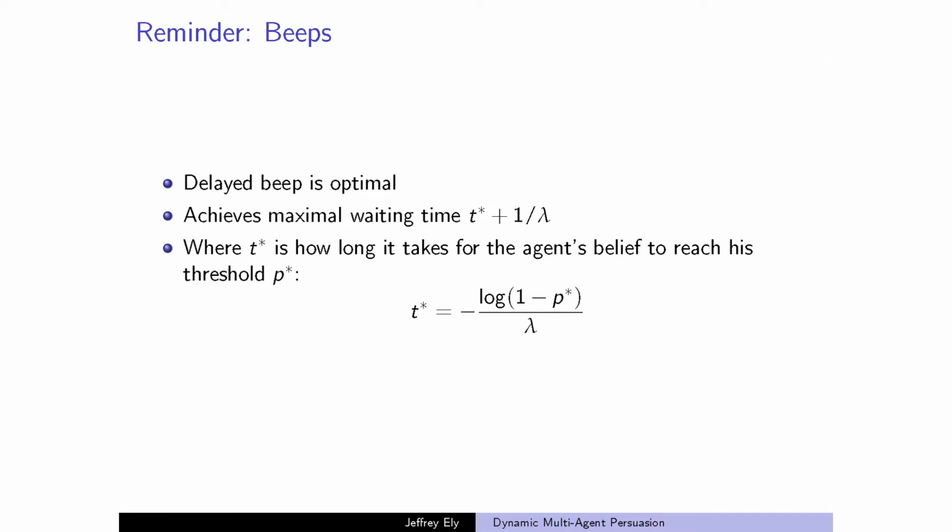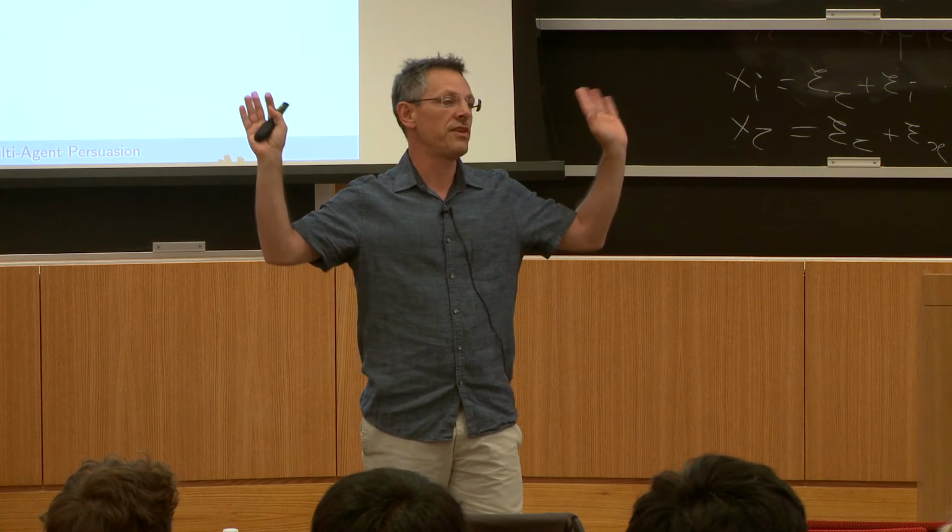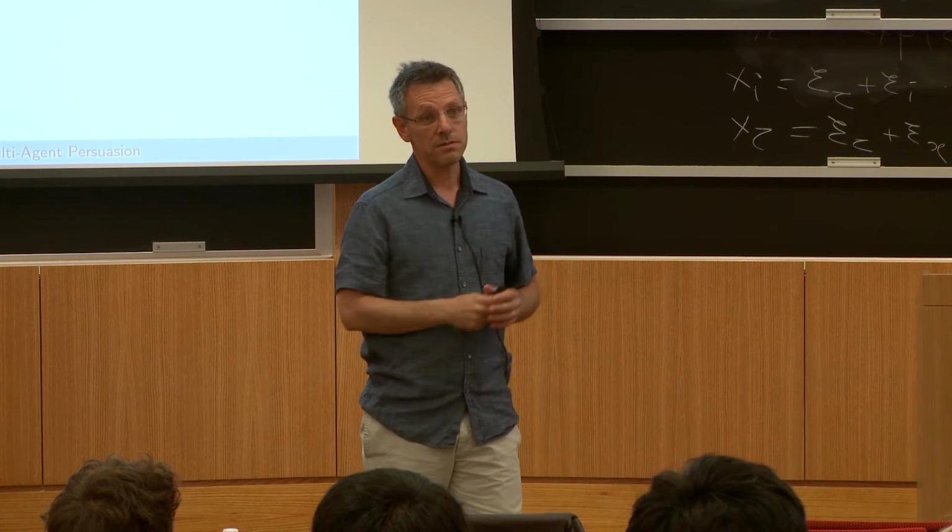In that problem, the transition rate at which the state changes from the favorable one to the unfavorable one is lambda. It's a Poisson process, and lambda is the transition rate. There's a length of time t star, and this is the formula here, but what it means is it's the amount of time that it would take for the agent's beliefs to drift upward. He starts knowing for sure that the state is the favorable one.